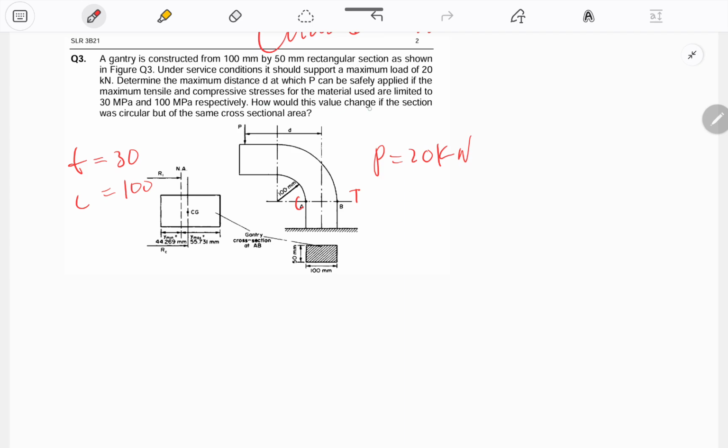What else are they asking for? How will the value change if the section was a circular area? Okay, cool. So first you want to find the right distance. This problem is the same as the other one, where the stress in or out should equal the stress due to just the load, plus the stress due to it being a curved beam.